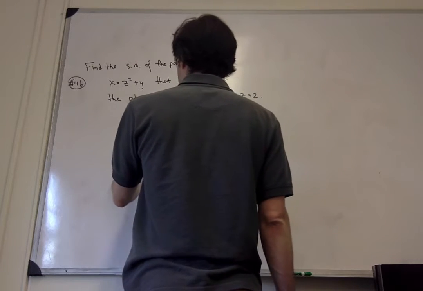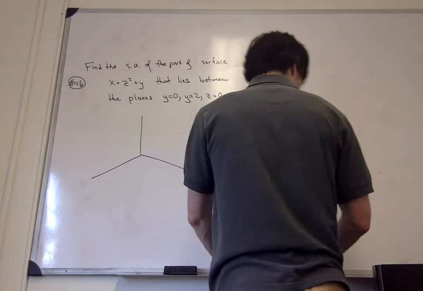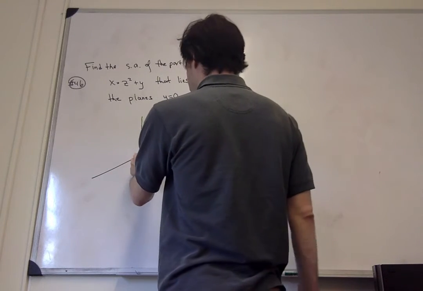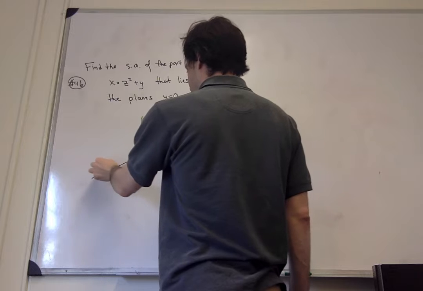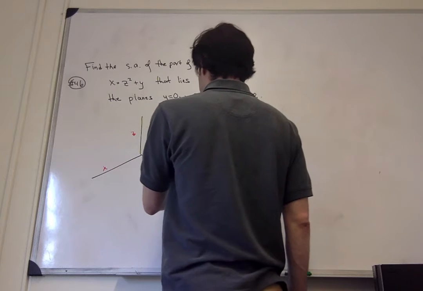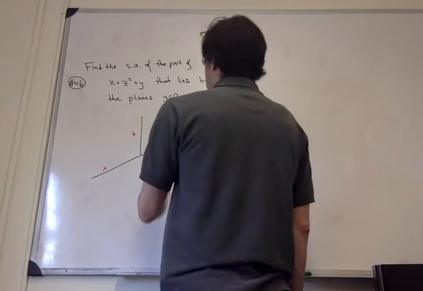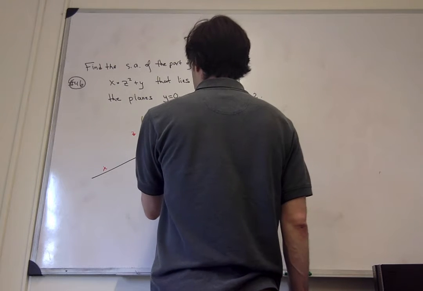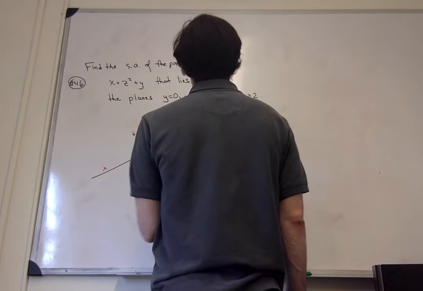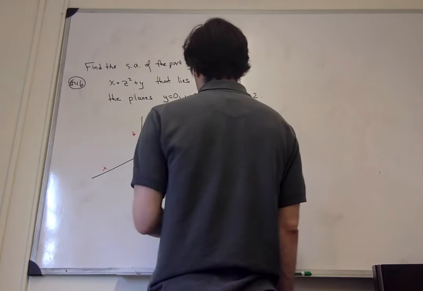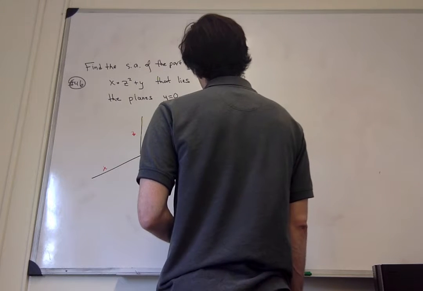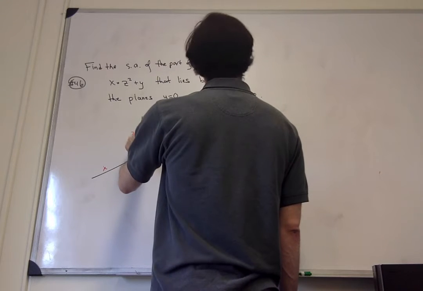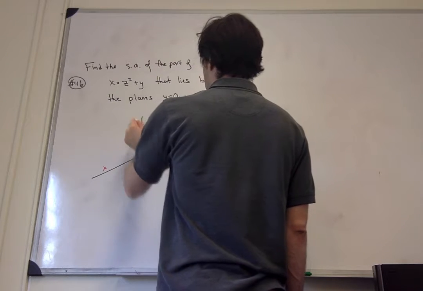So basically, if this is x and this is z and this is y, we're going between y equals 0 and 2, those vertical planes, and z equals 0 and 2.